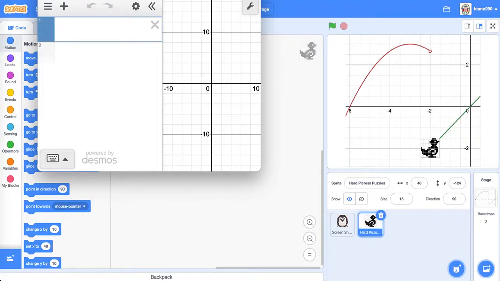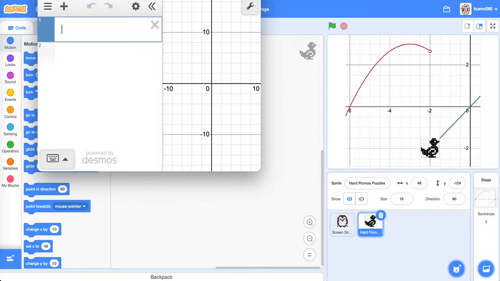Equation of a line in Scratch, because we're using, in many cases, graphs from image files as our backdrops, you can't rely on the slopes and y-intercepts that you see in those images.